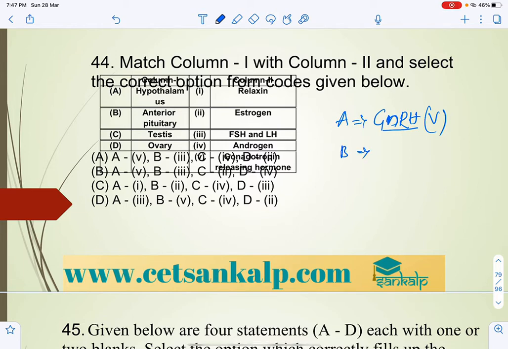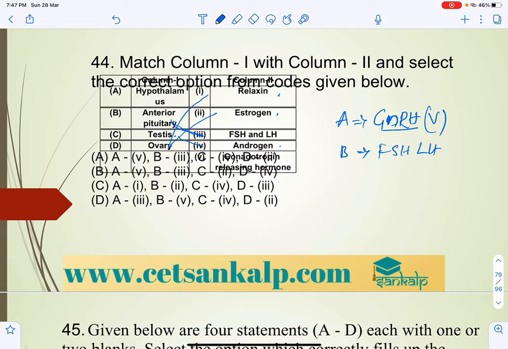And B, anterior pituitary, which produces mainly FSH and LH. Anterior pituitary, FSH and LH. We can also say that the androgen, here we can't select estrogen and relaxin. So testis produces androgen, ovary produces both. What is it? These two.